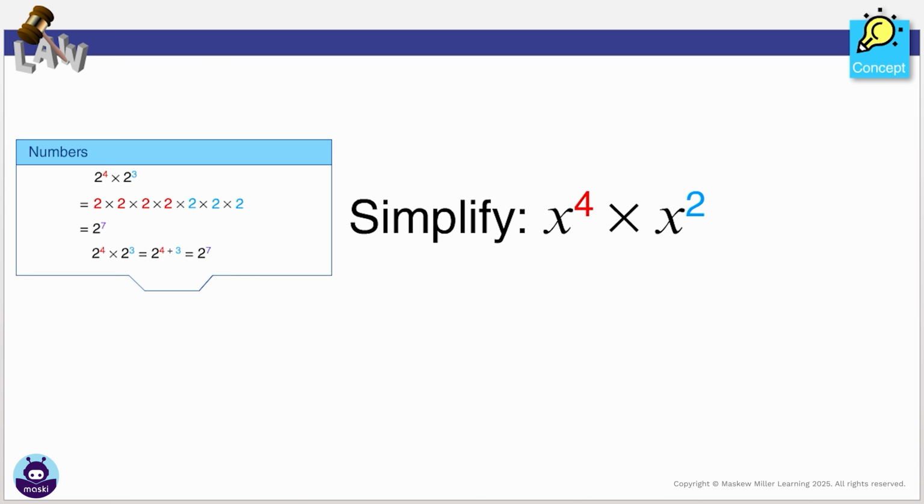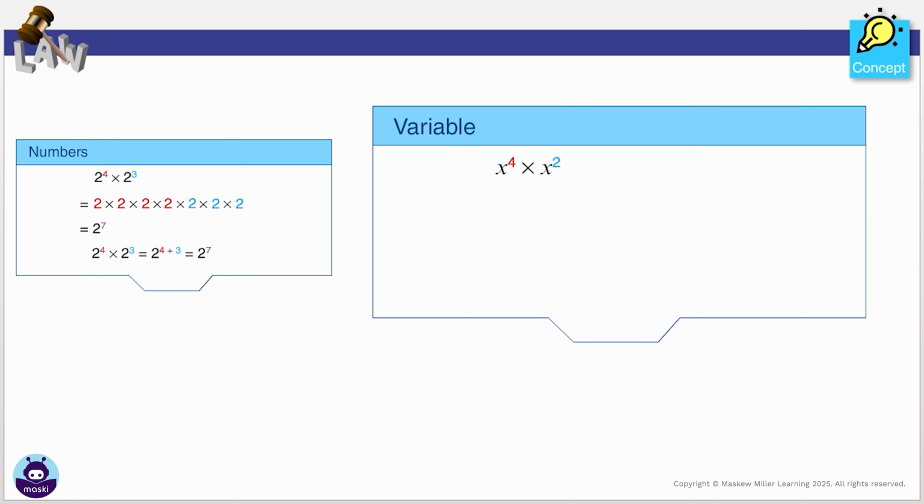Simplify x to the power of 4 times x squared. We write the powers in the expanded form. We get x times x times x times x times x times x. We can see that the variable x has been multiplied by itself 6 times. So we can write the product in exponential form as x to the power of 6. Observe that the exponent 6 of base x is also the sum of the exponents of the two powers.